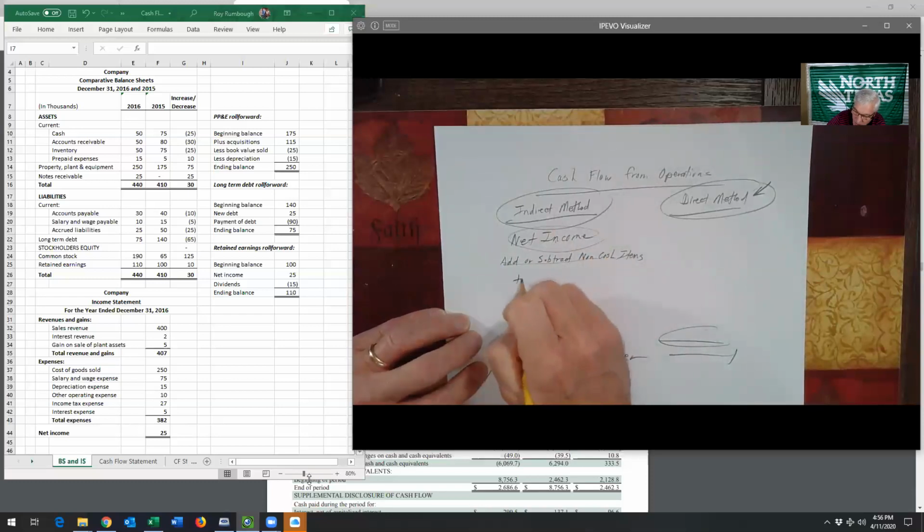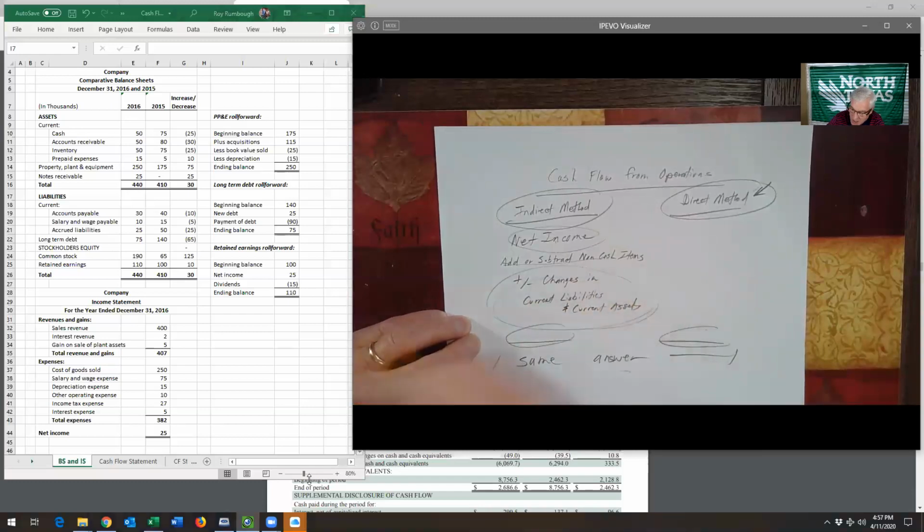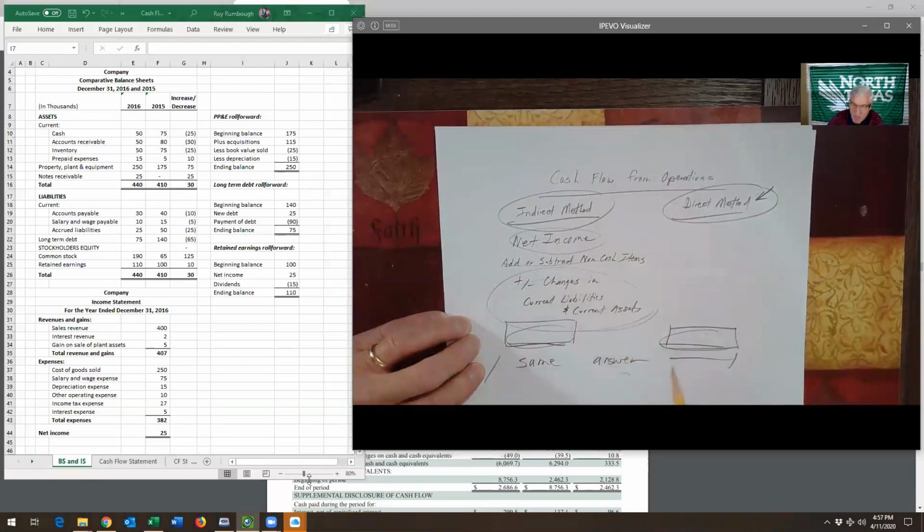And then we do plus or minus changes in current liabilities and current assets. Why do we plus or minus these changes? Because they're operating: accounts payable, inventory, accounts receivable. Those are operating items on the balance sheet. So we add or subtract there, and guess what? You get to the same answer.